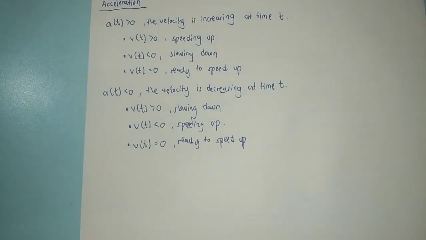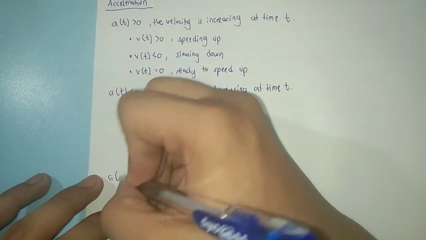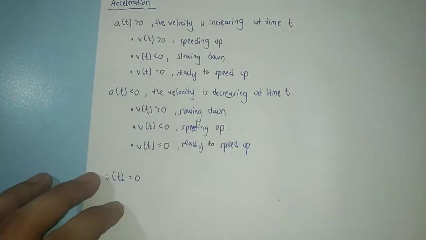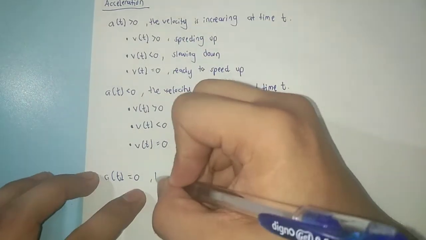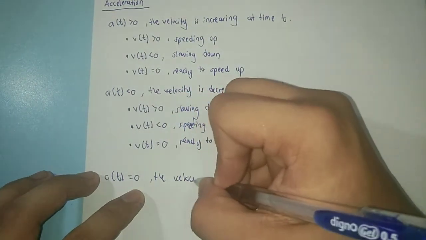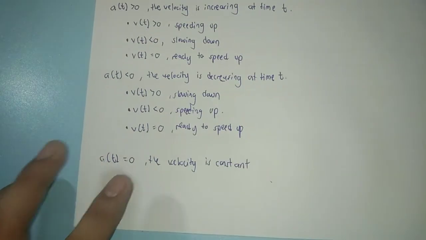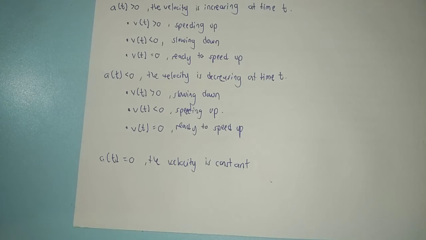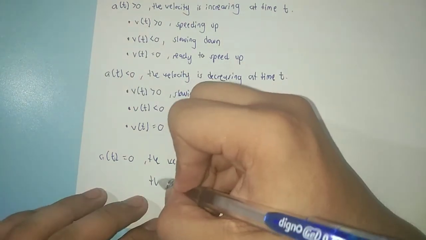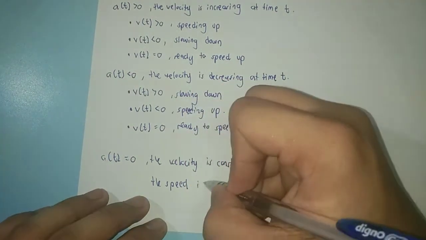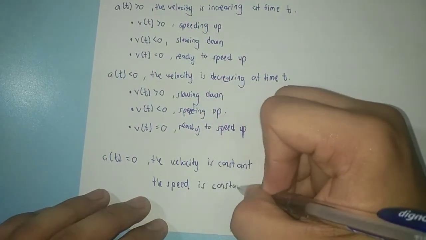Now, how about when the acceleration is 0? It means our velocity is constant. And if the velocity is constant, then of course our speed is also constant.